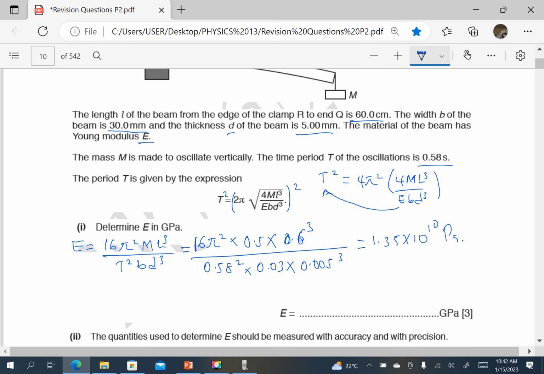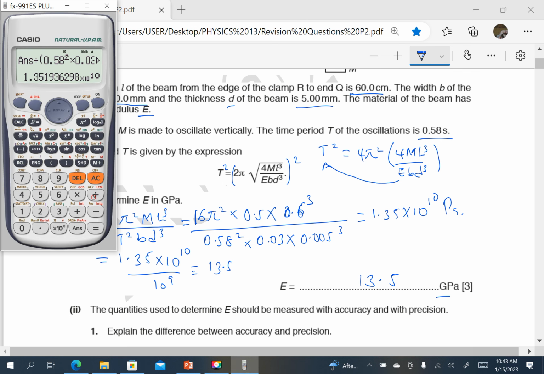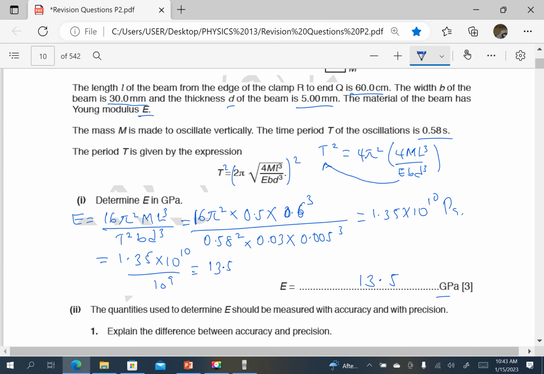And this is in Pascals. We now want the answer in Giga. Giga is 10 power 9. So to bring a prefix, we divide by its value. So this is going to be 1.35 times 10 power 10 divided by 10 power 9, which is going to be 1.35 times 10 power 1, which is 13.5. In other words, I'm dividing the answer by exponent 9, which is 13.5 gigapascals. You can also press your calculator and verify.